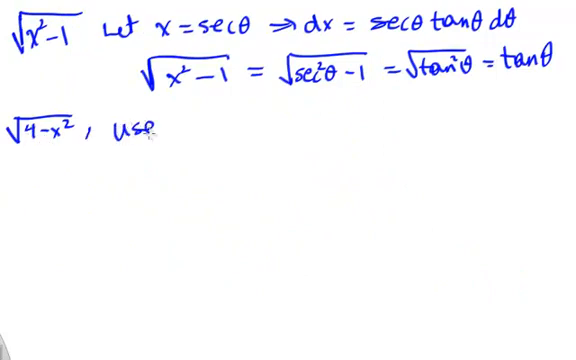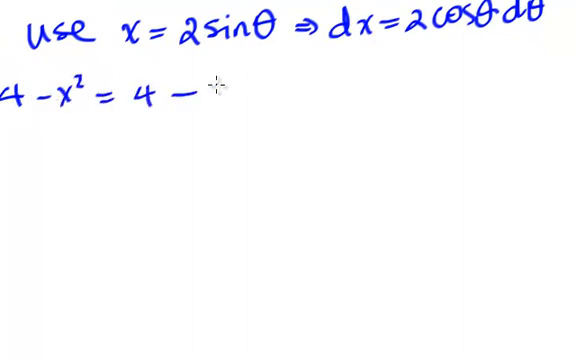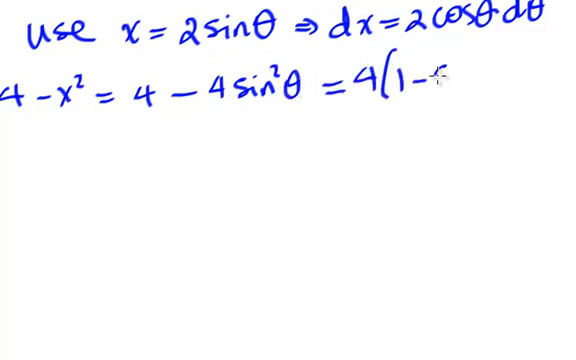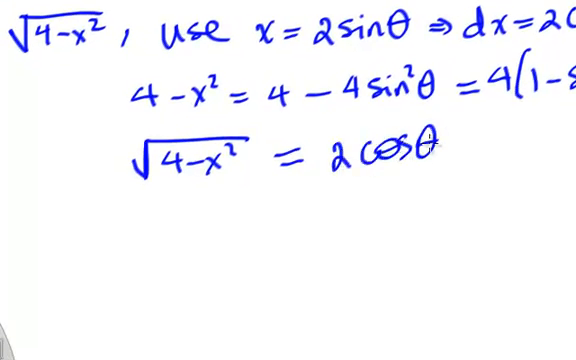In this case we use x equals 2 sine theta, or 2 cosine theta equally works. And in this case dx becomes 2 cosine theta d theta. Not only that, we can see that 4 minus x squared now is 4 minus this guy squared. This guy squared is 4 sine squared theta. Factor out the 4, you get 1 minus sine squared theta, or cosine squared theta. So the square root of 4 minus x squared simplifies to 2 cosine theta.